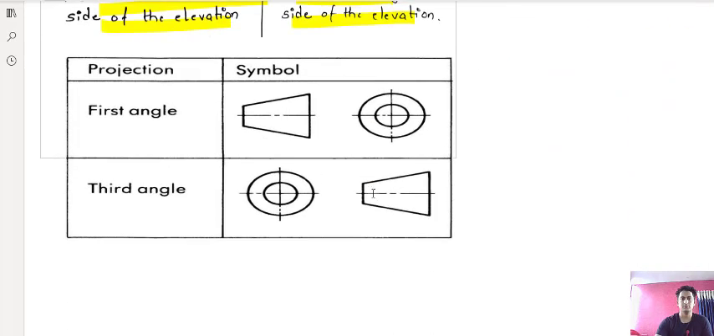Now for the symbol purpose, when you are drawing in any drawing, you want to say that this is first angle projection or this is third angle projection. For first angle projection, the symbol used is this. This is the object and this is the image of this object. When you are looking from here, the observer is here, and this is the image of this object. And in case of third angle projection, the observer is here, the plane of projection, the image will be here and the object will be here. So these are the symbols of first angle projection and third angle projection.